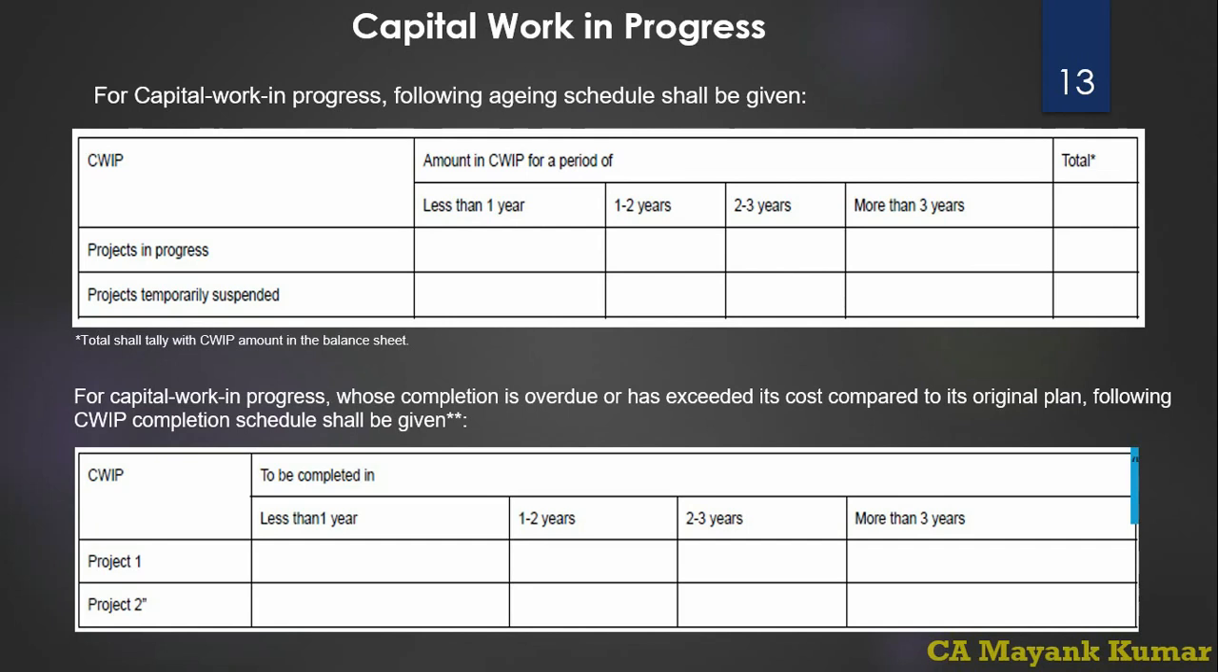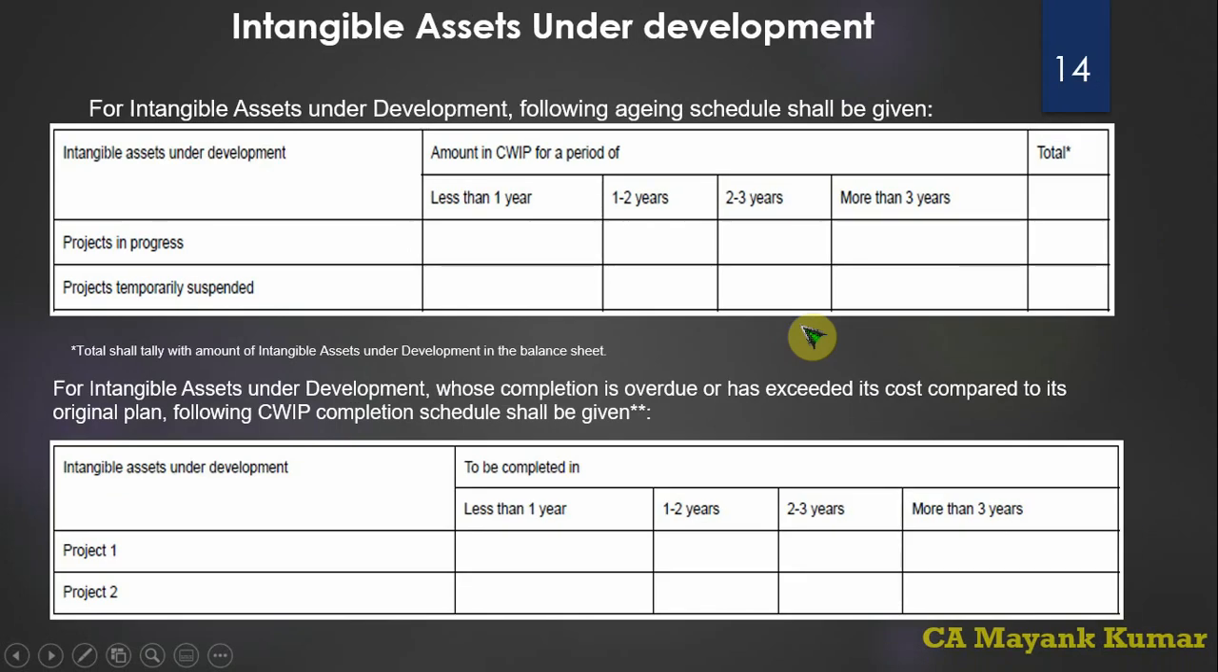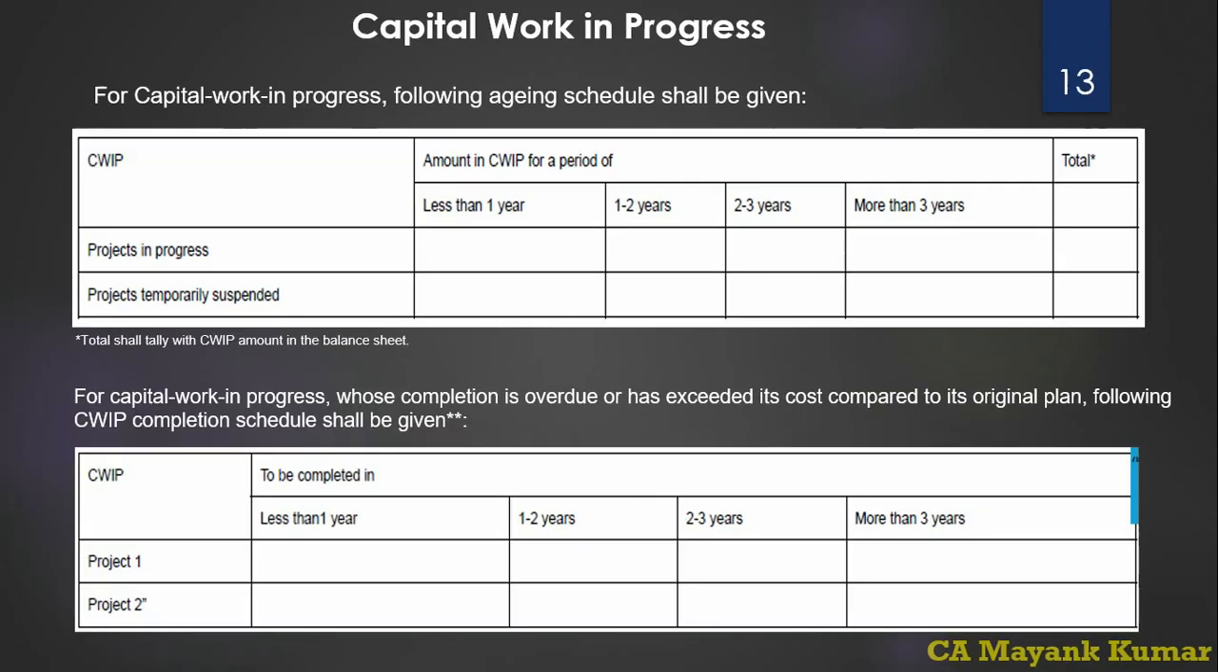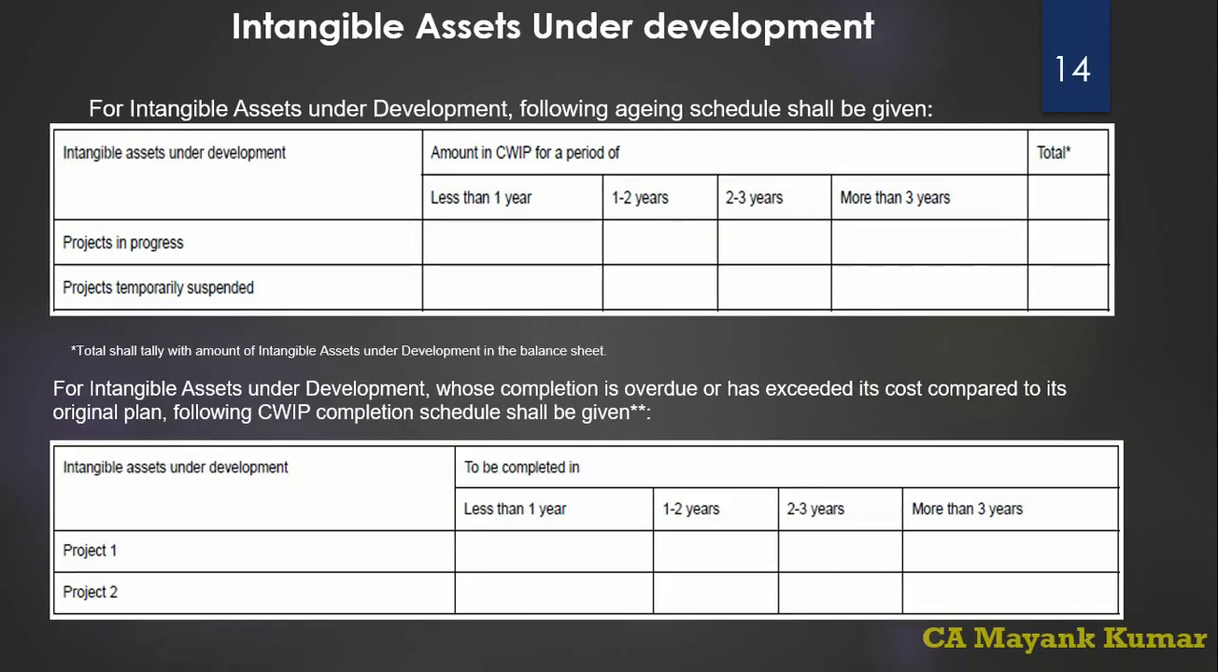And in the first table, as we can see, there is a star mark in the total. It means the total of these tables should tally with the figures appearing on the face of the balance sheet.